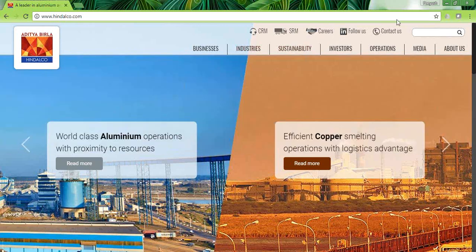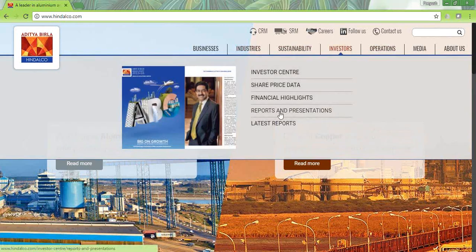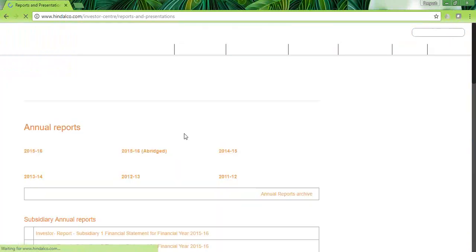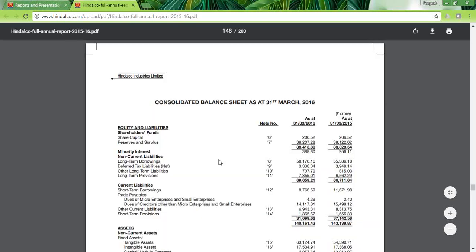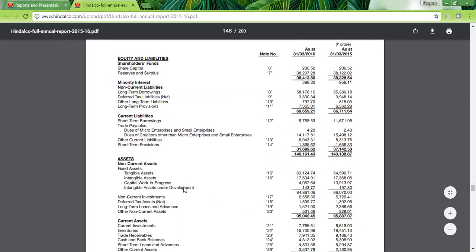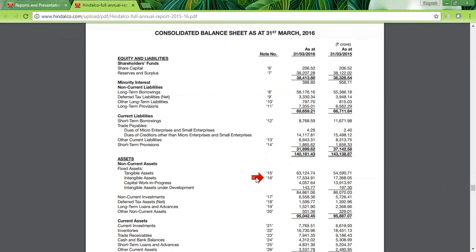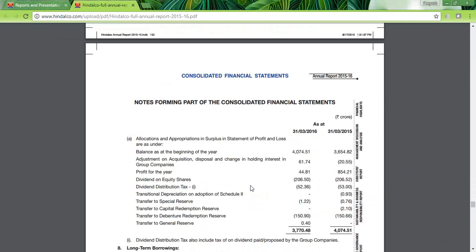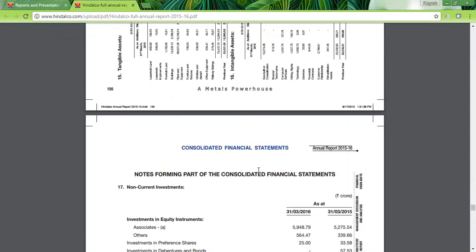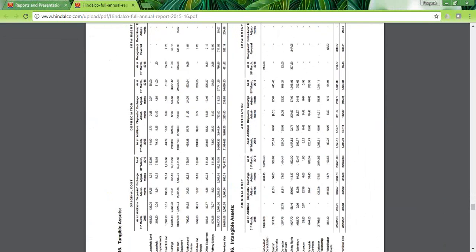What we need to do is go to the annual report from the investors section. Click on reports and presentations, then click on, let's say, the annual report for 2015-16. If we go to the consolidated statements here, we'll get a sense of what the goodwill number would be. The data around intangible assets is given in note number 16, so we'll go to note number 16 and check what these intangible assets are.